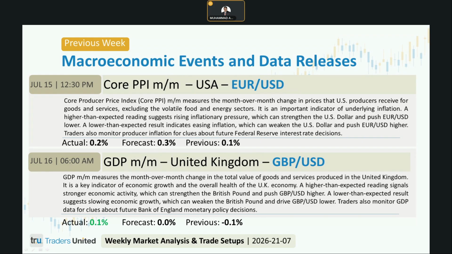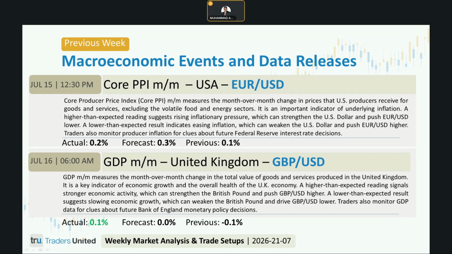It is one of the most important indicators of economic growth. The report reflects the overall health of the UK economy. A higher than expected reading signals stronger economic activity. This can strengthen the British pound and push GBPUSD higher. A lower than expected reading may weaken the pound and send GBPUSD lower.